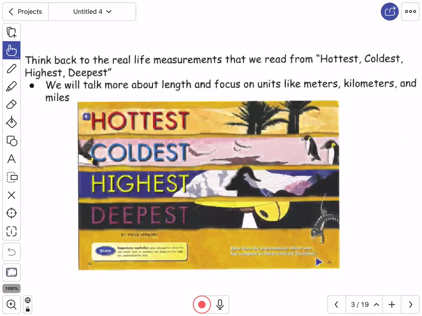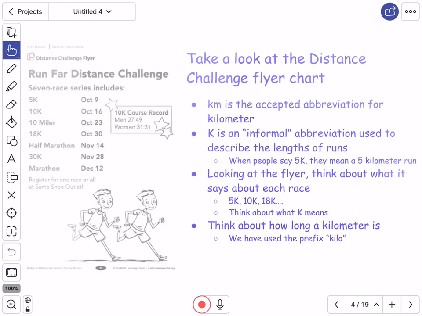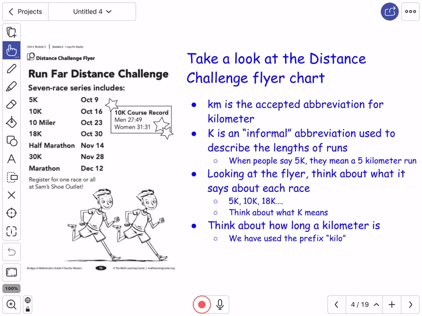our math workbooks. Alright, so I want you to think back to the real-life measurements that we read from hottest, coldest, highest, deepest. We're going to talk more about length and focus on units like meters, kilometers, and miles.